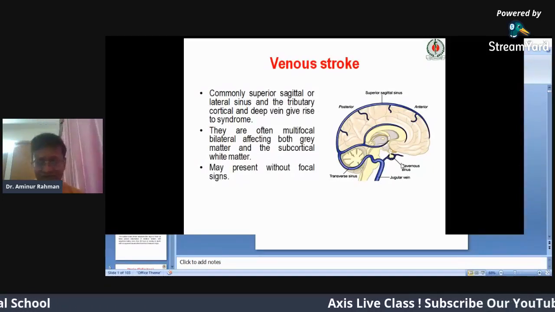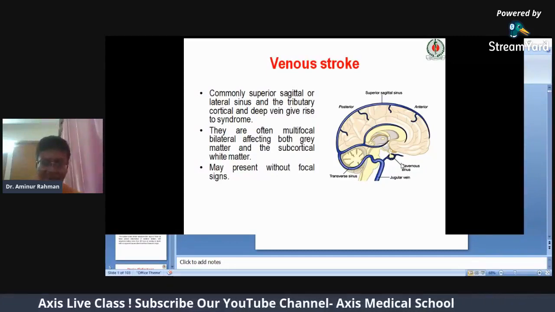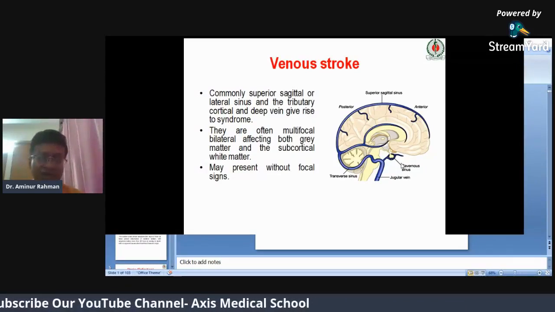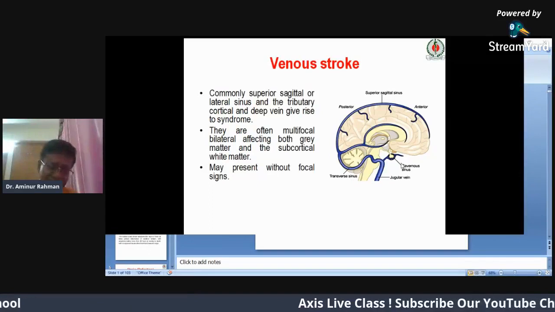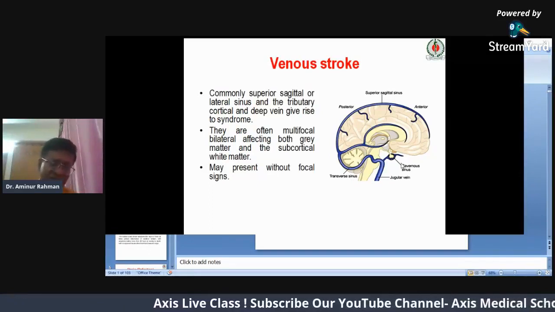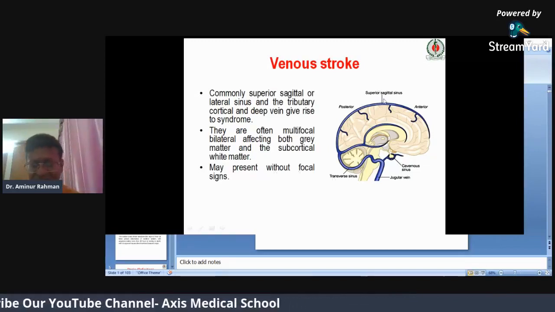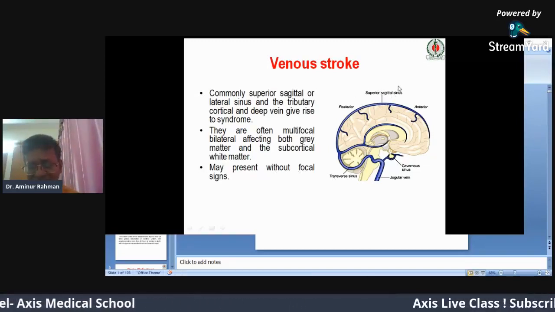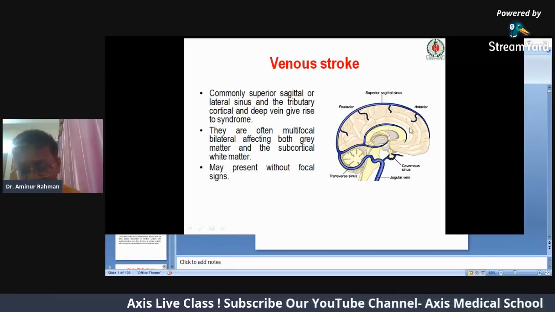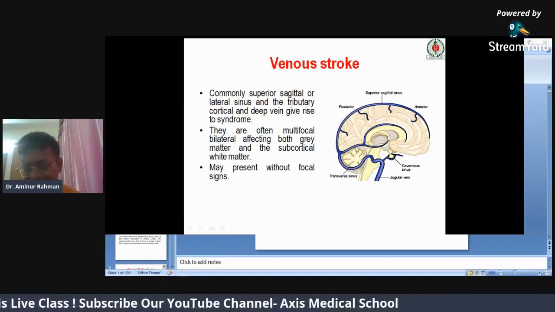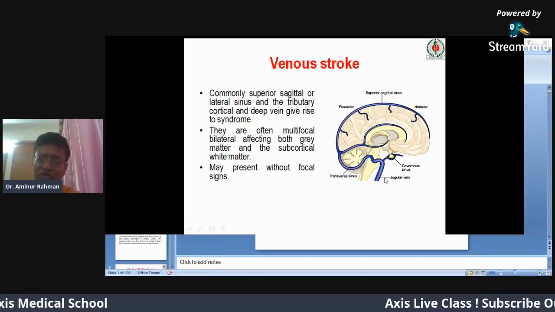Venous stroke commonly occurs in superior sagittal sinus thrombosis or lateral sinuses and tributaries; cortical and deep veins may also be involved. They are often multifocal, bilateral, affecting both gray matter and subcortical white matter, and may present without focal sign. This is the superior sagittal sinus. This is the transverse sinus. This is the inferior sagittal sinus. This is the great cerebral vein, and this is the cavernous sinus. This is the jugular vein.